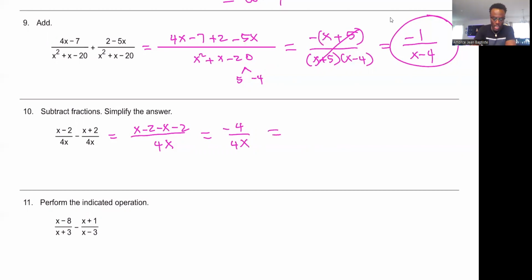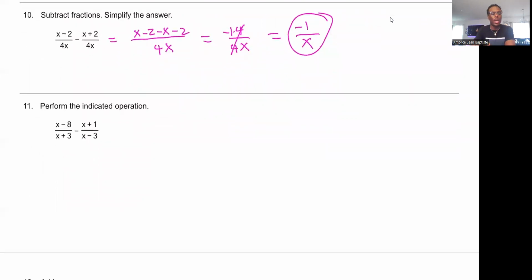So then negative 1, because we simplify by 4. It's 1 times negative, it's negative 1 times 4. We're left with the negative 1 on top and the x in the denominator. So that is your final answer for this subtraction of rational expressions.